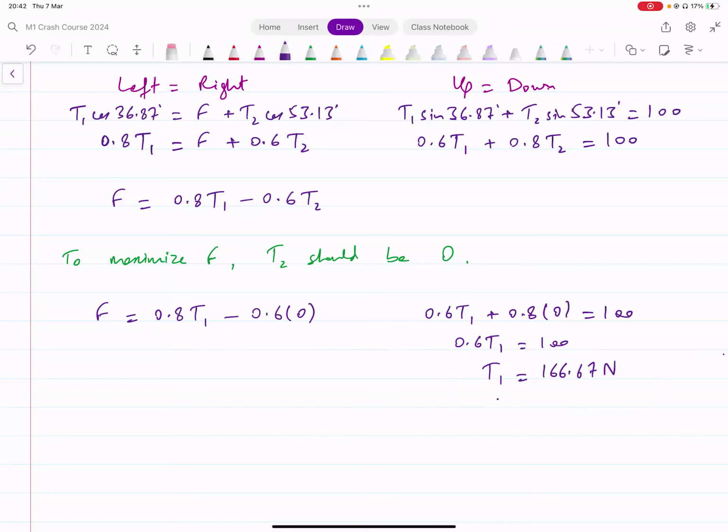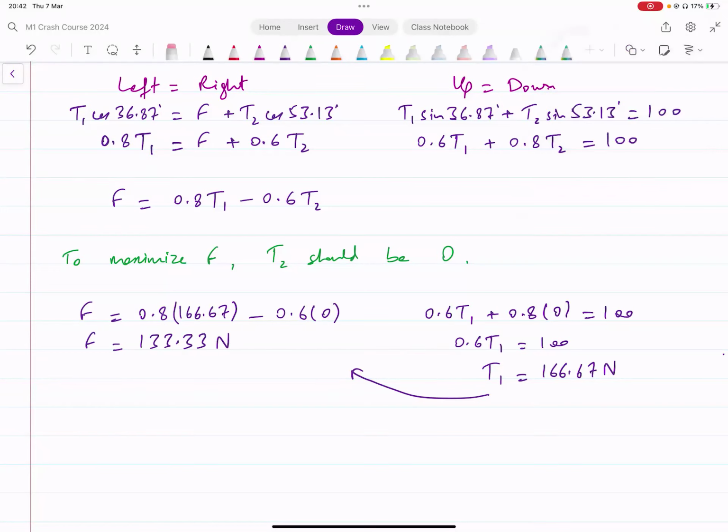Then we can input this back in the first equation. Instead of T1, that gives us 0.8 into 166.67 minus 0, which turns out to be 133.33 Newton. That's the maximum possible value of f that we can have here. It can't be bigger than this. This is the maximum possible value of f.